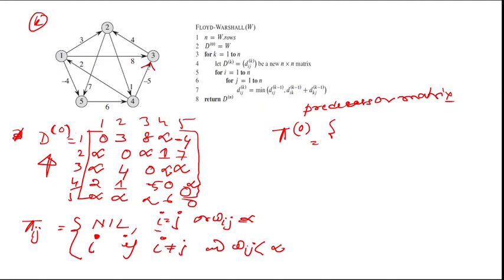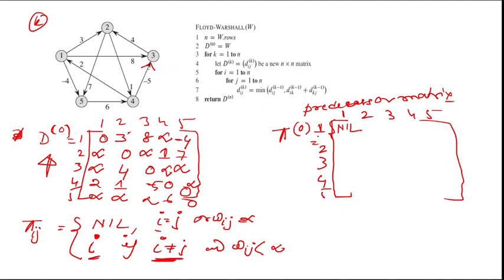Row numbers. Okay, so here this matrix will be there for you, which is the pi matrix, 1, 2, 3, 4, 5. So you calculated D0, now you calculate pi 0. Here 1 to 1 is 0. If it is 0 or infinity, you have to put nil here. 1 to 2, some value is there, 3, which is less than infinity. Put the row value, which is i. If i is not equal to j, 1 is not equal to 2, and the weight is also less than infinity, therefore you put the row number. Row number is 1.